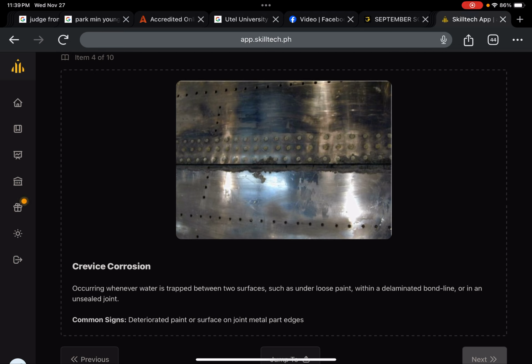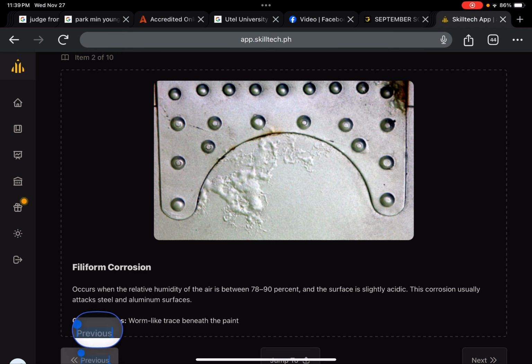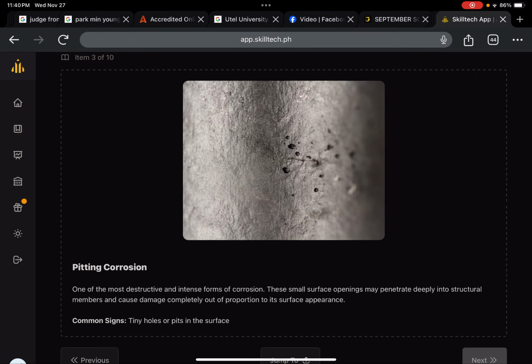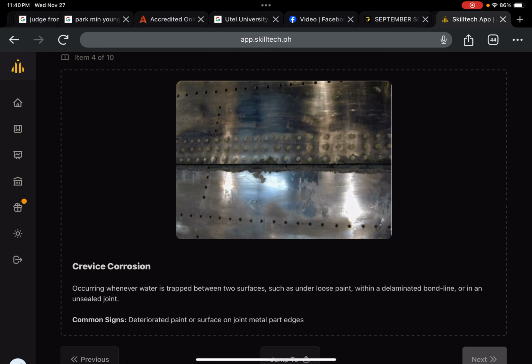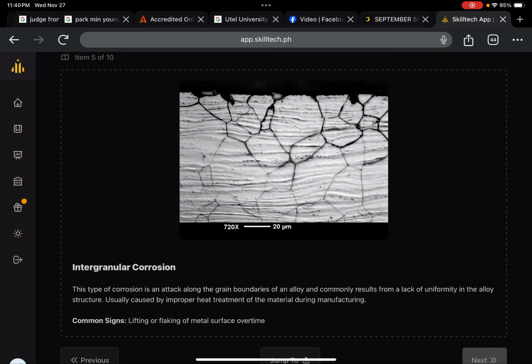So this is when water is trapped between two surfaces, such as under loose paint, within a delaminated bond line, or an unsealed joint. This is a common misconception with our filiform, because you can see this little thing that you can mistake for water, like our pitting. Our crevice.